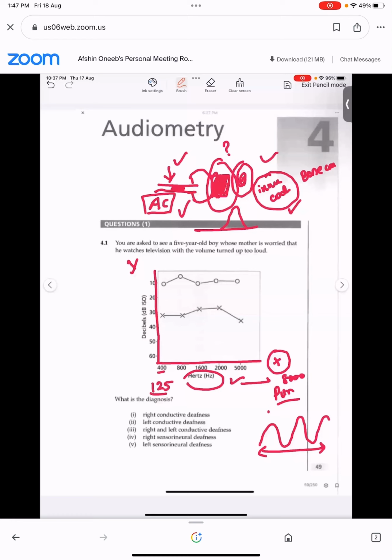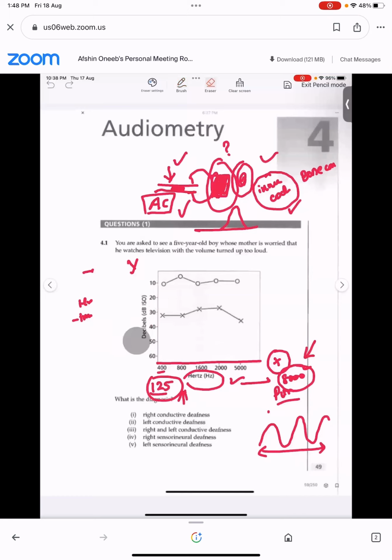Why is this important? Because you will see whether the losses are low frequency or high frequency. High frequency losses usually happen when there is sensory neural hearing loss, and low frequency losses happen when there is conductive hearing loss. Here we have decibels, which is basically the hearing loss or the intensity of the sound. It starts from minus 10, 0, 10, 20, 30, and so on.